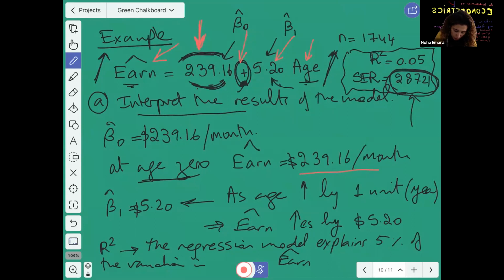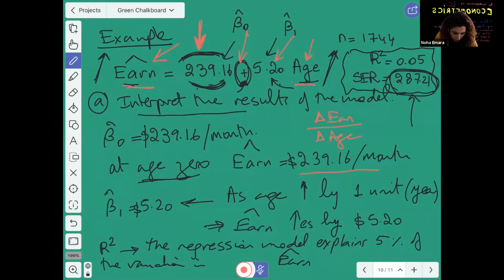The positive sign means that age has a positive impact on earning. As age increases, earning increases, and it makes sense. We were expecting this result. The 5.20 is the partial slope. It's the change in earning because of the change in age. So for each unit increase in age, earning increases by $5.20. And this is just the definition of the slope.